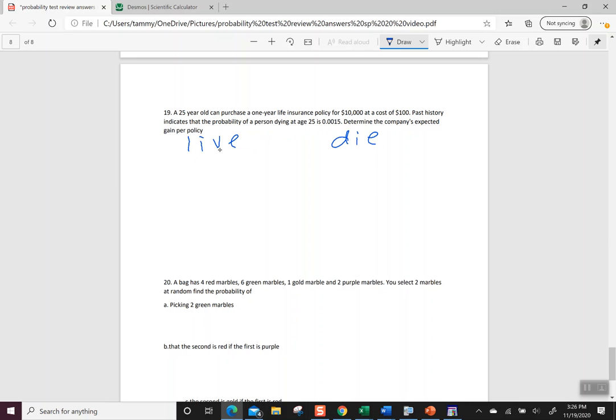So if the person lives, then the company doesn't have to pay anything and they get to keep $100. If the person happens to die, then the company has to pay $10,000, but they keep the $100 cost of the policy, right, that they got paid. The probability of dying, we said, was pretty small, 0.0015, which makes the probability of living really high, 1 minus 0.0015. All right. So we're putting this into our calculator to see what happens. I'll show you some steps.